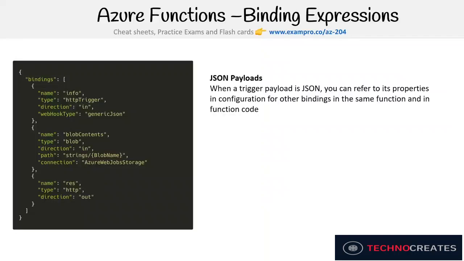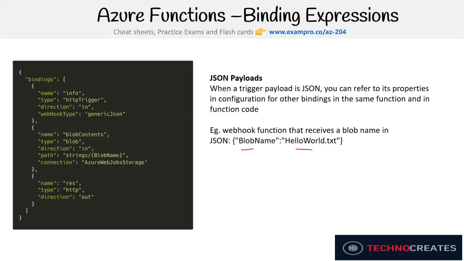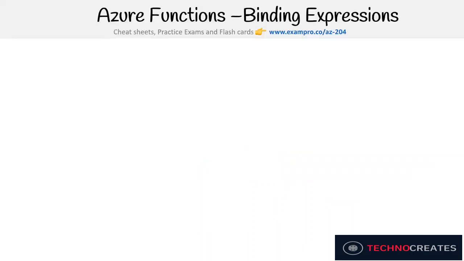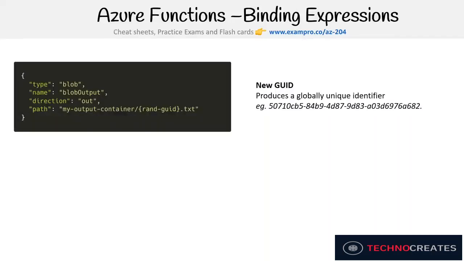For JSON payloads, when a trigger payload is JSON, that means the data being passed is JSON, you can refer to its properties and configuration of other bindings in the same function in the code. So if the payload was blob name and then hello world.txt, you do blob name and that would put that here. Okay. And if some of your properties in your JSON payloads are objects, you can use the dot notation. So that's just a common thing for JSON or JavaScript.